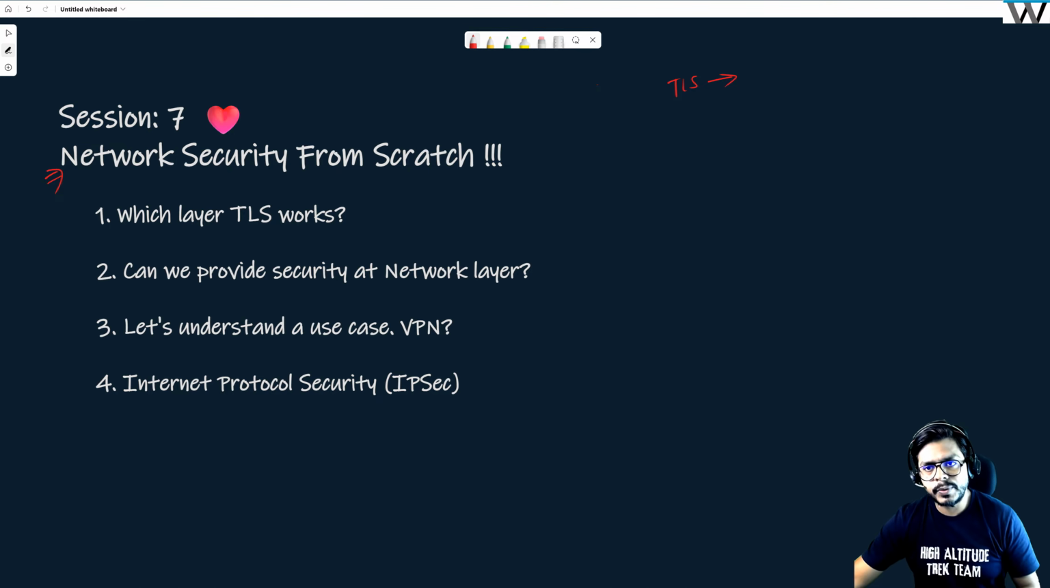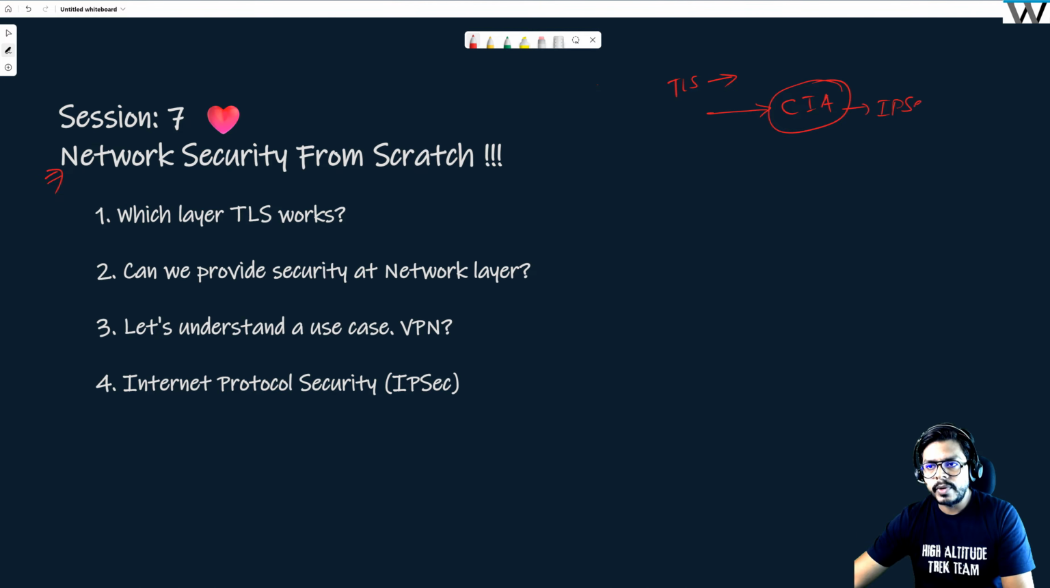The agenda today is that we are going to learn a new protocol, and believe me, the basics are going to be absolutely the same. Whatever we know now, confidentiality, integrity, and authentication, we are going to use this to understand various protocols. And the new protocol which we are going to discuss is IPsec.